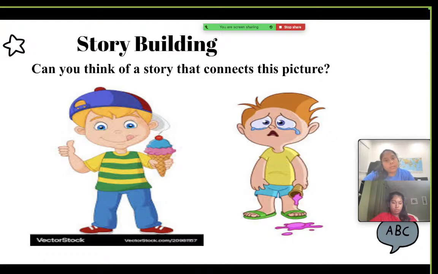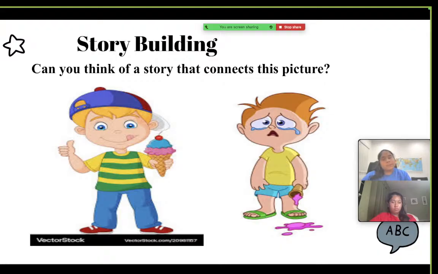So story building. Can you all think or talk with your classmates? What do you think is happening in this picture? I'm gonna give you 10 seconds. Here's what I think. You see the boy eating the ice cream, right? He's eating the ice cream. He's happy eating the ice cream. But then his friend dropped his ice cream and his friend is sad, right?